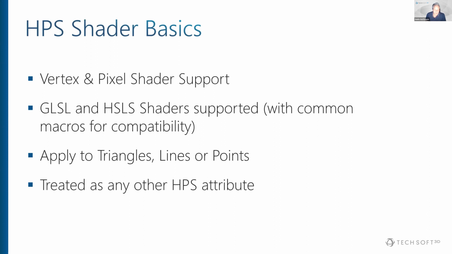It's important to keep in mind, especially if you have a shader coming from another system or want to convert a shader from a different source, that you can apply a shader to either triangles, lines, or points in HPS. That is not really directly mapping to geometry; I'm talking about this later. A shader is treated like any other attribute, so it gets inherited down the tree. You can override it, all those things you can do on materials, visibility, or any of the other standard HPS attributes also apply to shaders.